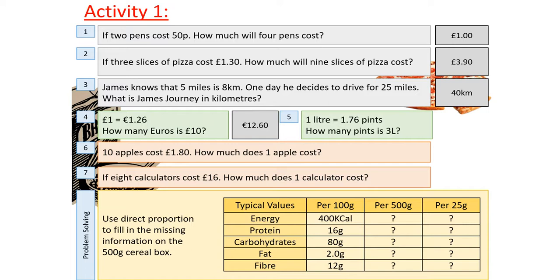Question 5, 1 litre is 1.76 pints. So how many pints in 3 litres? You have to multiply 1 by 3 to get to 3. So you do 1.76 times by 3, giving you 5.28 pints.